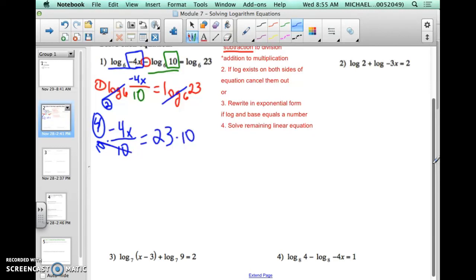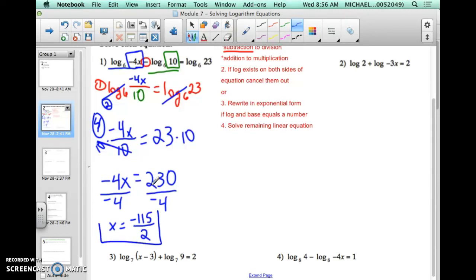Those 10s cancel out. I'm left with negative 4x equals 230. And then I divide by negative 4. X is going to equal 230 divided by -4. And I'm going to leave it in simplest fraction form. So -115 over 2. And I am done.